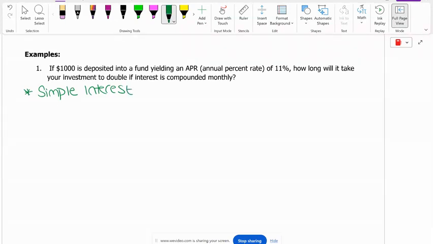All right, so here we're using our simple interest formula where A is equal to P times the quantity of 1 plus R over N raised to the NT power. If $1,000 is deposited into a fund, what do we think that $1,000 represents? Which variable here? P, it represents our original amount that we had. So we know it's going to be 1,000 for P.